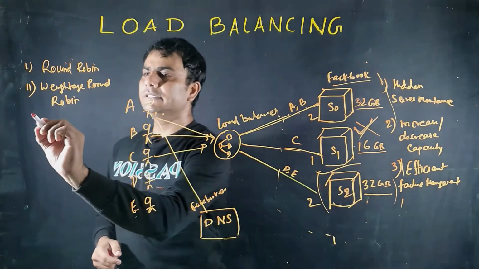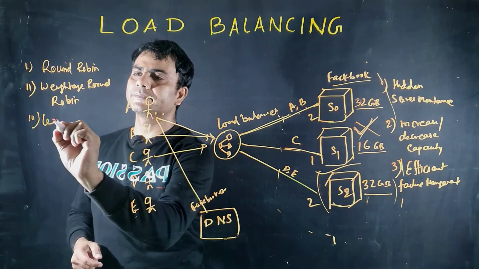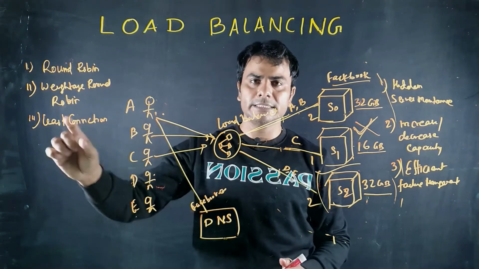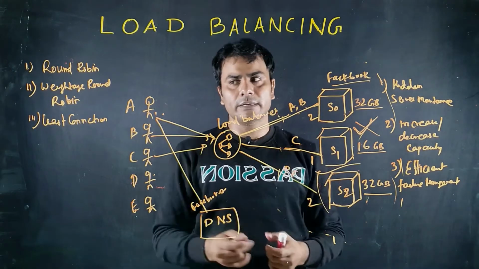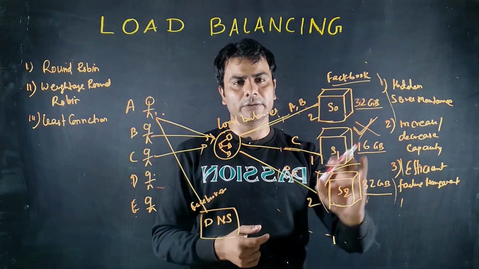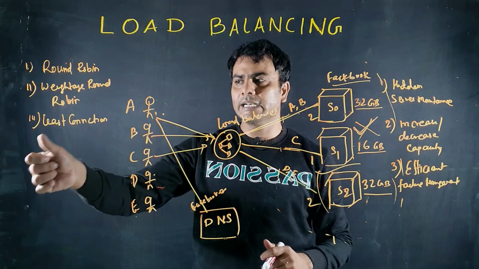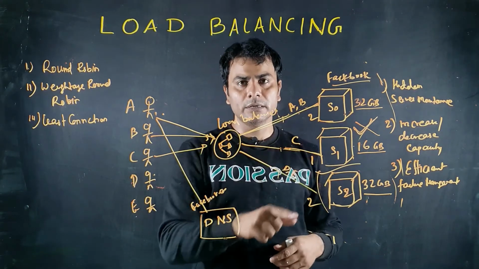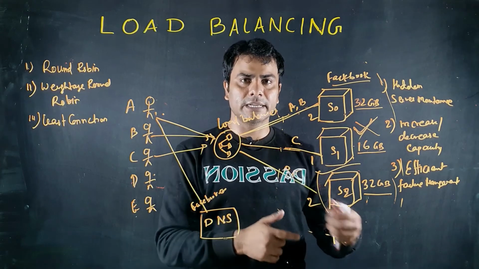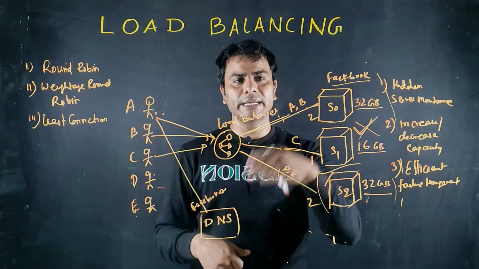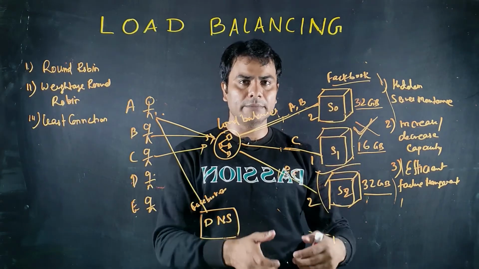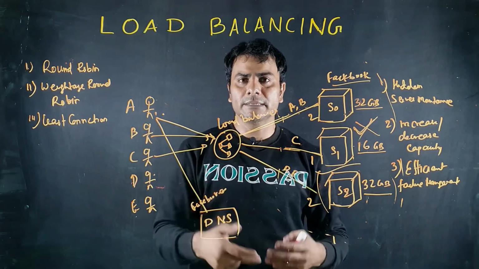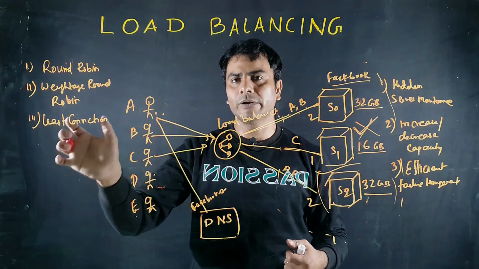The third one is least connections. In the case of least connections, there is a chance the requests are not distributed equally on these servers. So in that case, least connections will be very handy to redirect the load to the server having the least connections. But in this case, we are making another call to check which server has the lesser number of active connections and all. So we are making some extra calls, so that will be a little bit costlier.